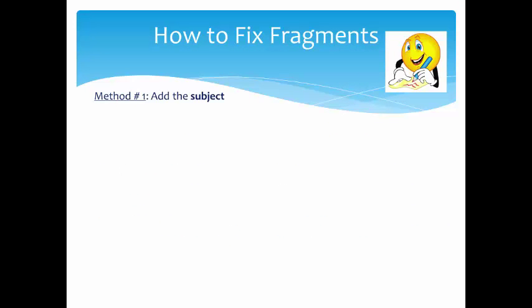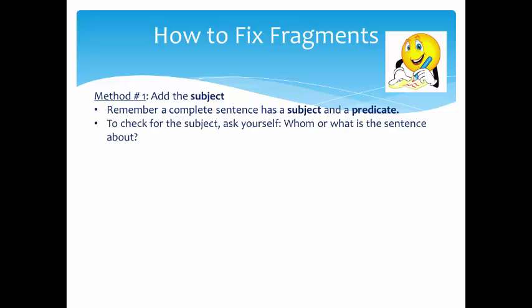How do you fix fragments? Method number 1 is to add the subject. Remember, a complete sentence has a subject and a predicate. To check for the subject, ask yourself, whom or what is the sentence about? Which of these are fragments? And, if they are a fragment, I want you to try to fix them.